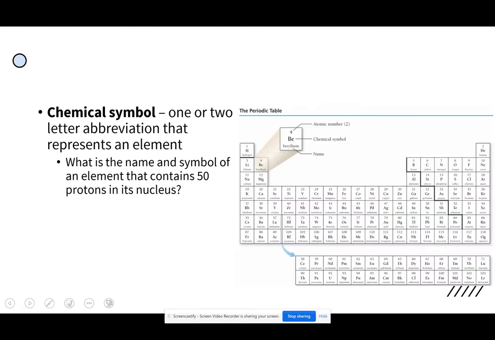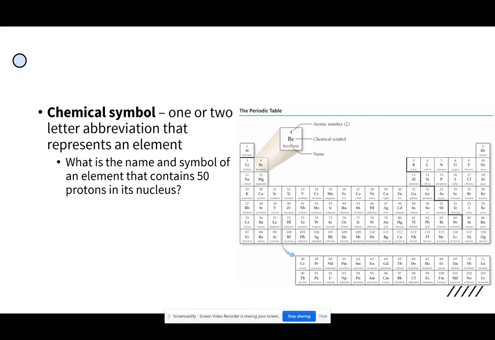The chemical symbol is a 1 or 2 letter abbreviation that represents the element. Sometimes they're fairly simple, like hydrogen's H, helium's He. Sometimes they're a little weird, like sodium's Na. That's just because if they're weird, it's usually the Latin or the Greek names that were used to create that symbol.